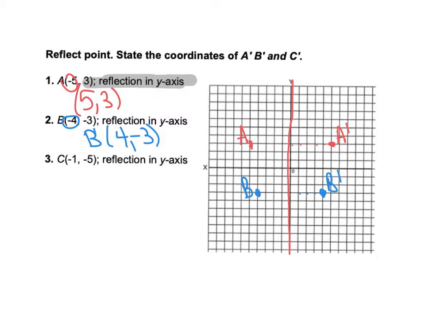Point C, -1, -5. There's point C. It's currently 1 unit to the left. I'm going to be 1 unit to the right. And my ordered pair is going to be +1, -5.